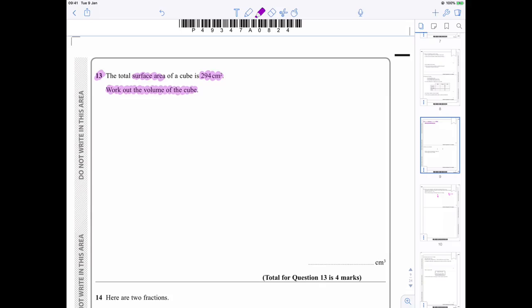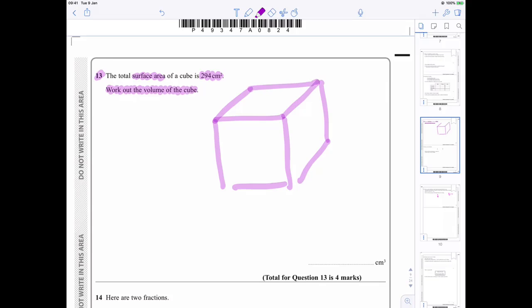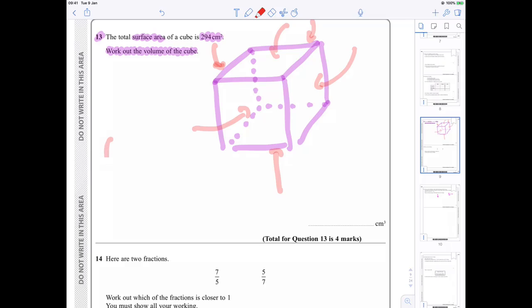And what does a cube look like? A cube looks something like this. And what does total surface area mean? It means that if I look at it, I need to count the number of faces. So 1, 2, 3, 4, 5, 6. So there are 6 faces.